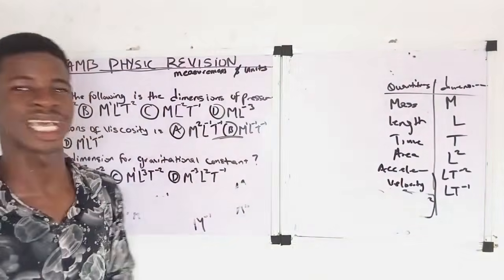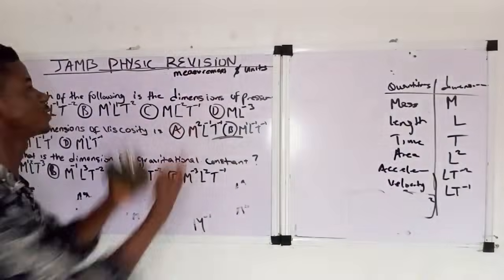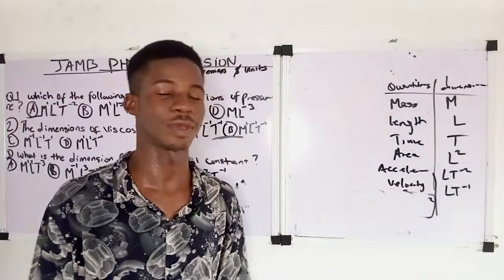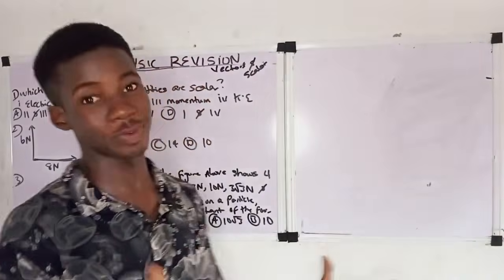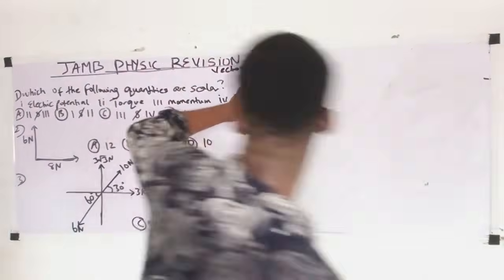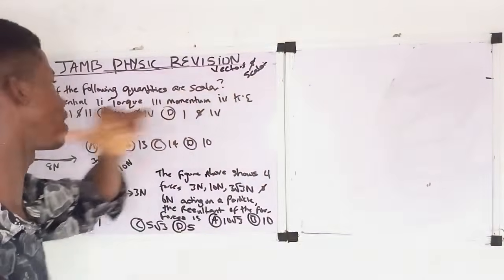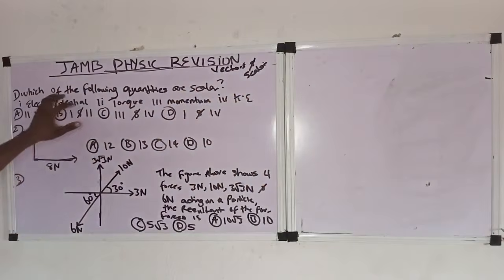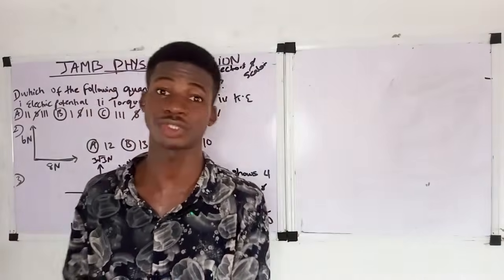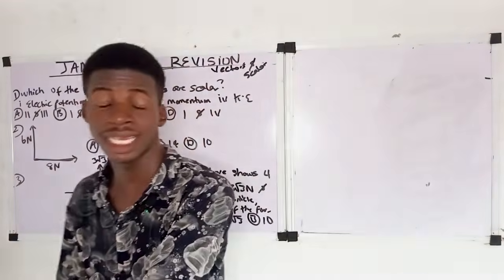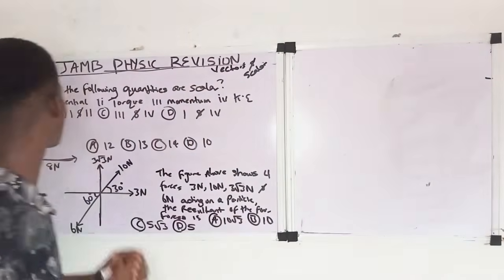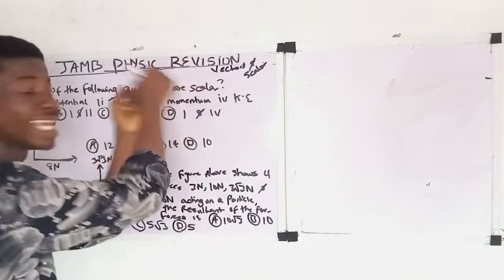Now let's move to the next part of this JAMB revision, which is vectors. These questions are from vectors and scalar quantities. They say which of the following quantities are scalar? Just take note that they will ask you which of these is a scalar and which is a vector. That does not mean they will ask you this exact question.